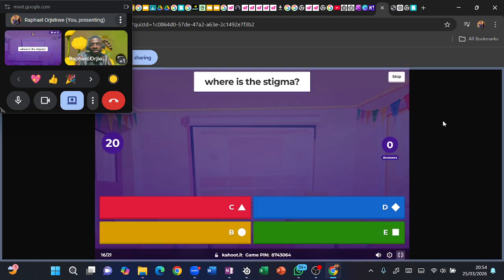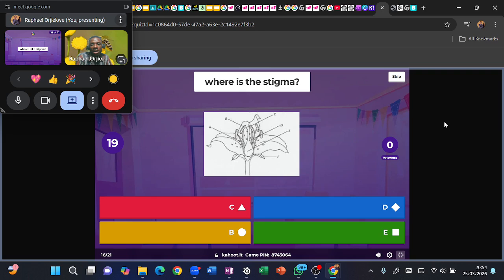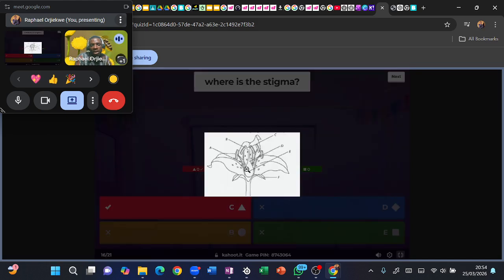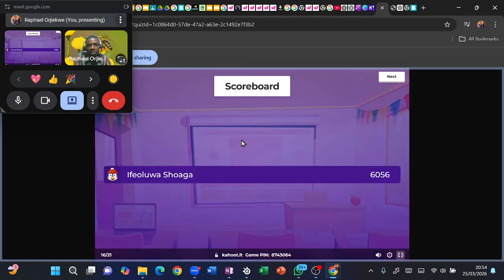Where is the stigma? A, B, C, D, E. Which of them is the stigma? You've not picked. You didn't pick. C is the answer. So this is the stigma. C is the answer. Do you get that? Yes.